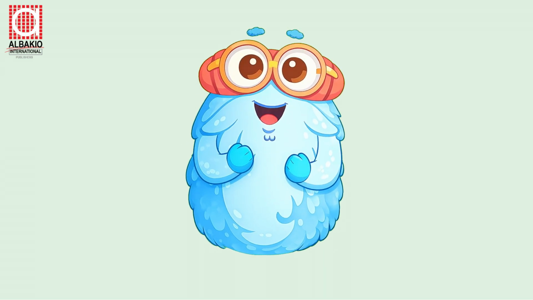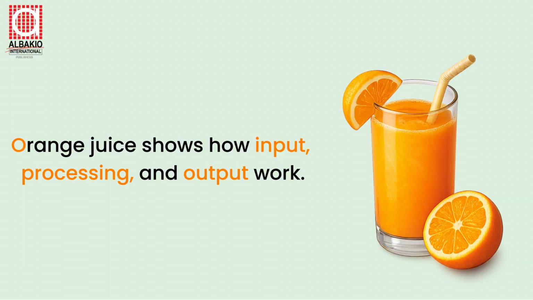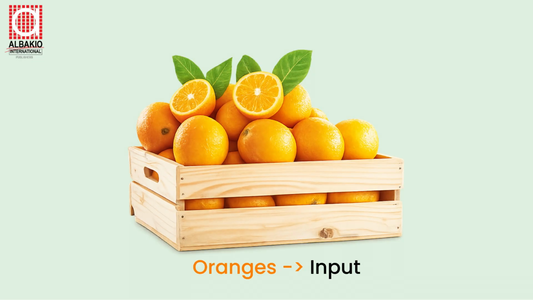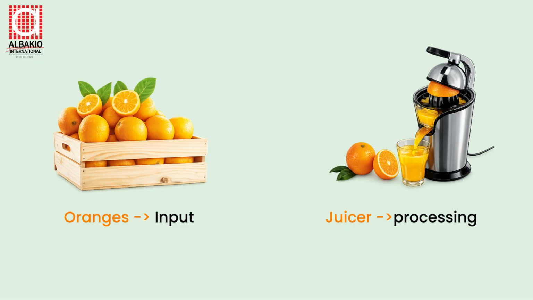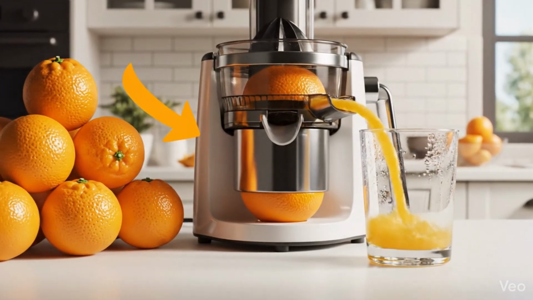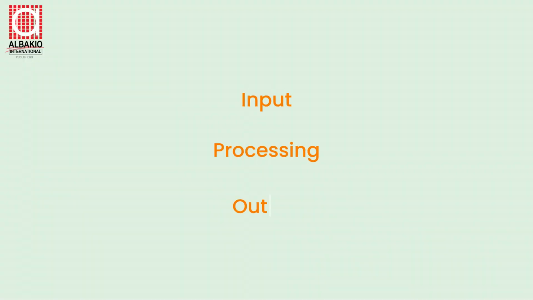Let us learn more about input, processing, and output with some simple examples. Orange juice. In this example, making orange juice shows how input, processing, and output work. You get oranges. This is the input. The oranges are processed in the juicer. This is the processing stage. The juice you get is the output. Almost all machines follow these three steps: input, processing, output.